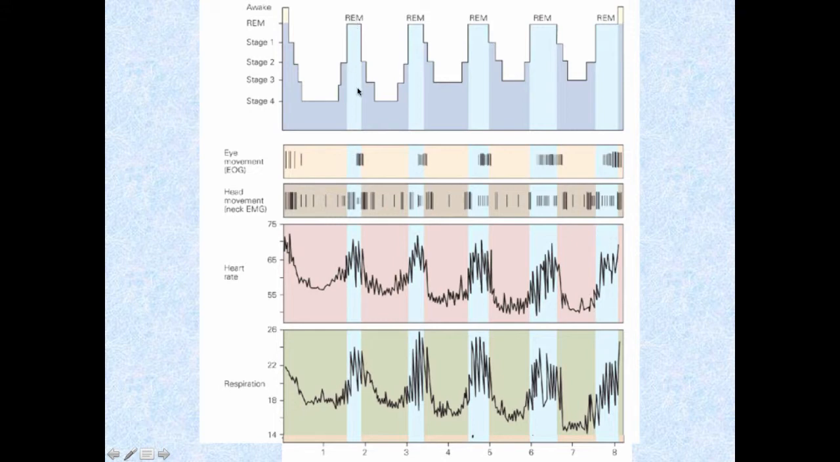You can also see that the average adult will spend less time in those deeper stages of sleep as this 8-hour night progresses, and will overall spend more time closer to this waking state.